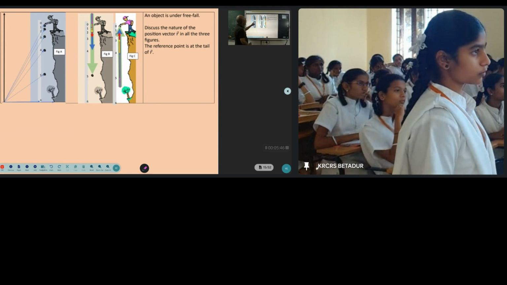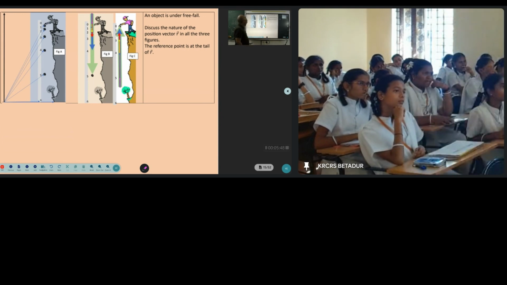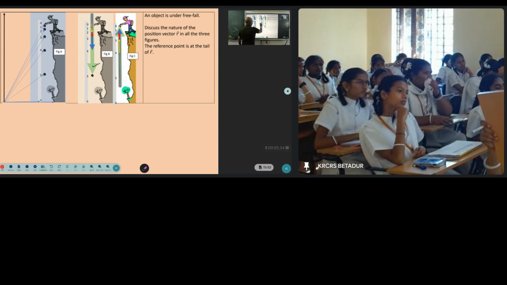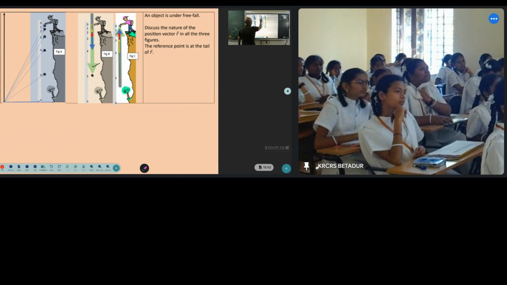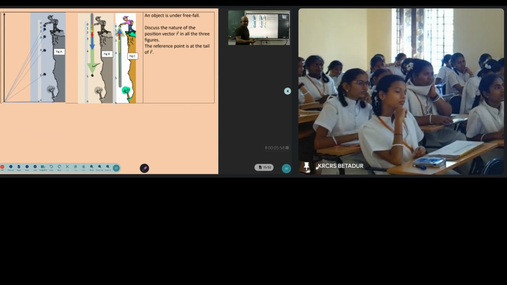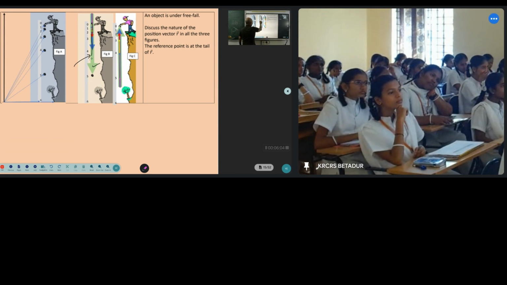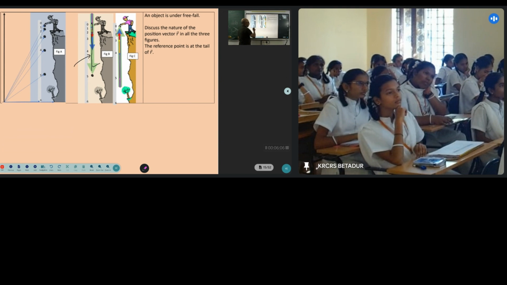See here, a body is dropped from a cliff, and see how the position vectors are tracking. I am showing the position vector in green so that you can differentiate. Actually, there is only one position vector. So the position vector is tracking this as the object is coming down. Okay, just for the sake of clarity, I have shown it in different colors.